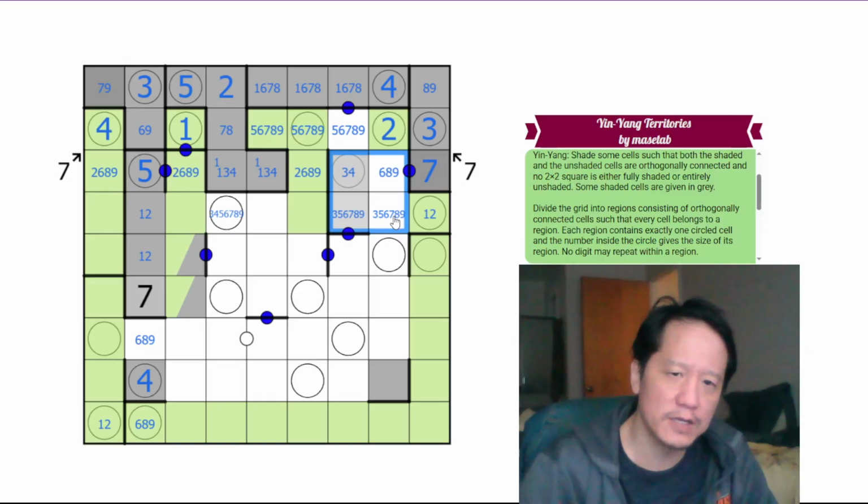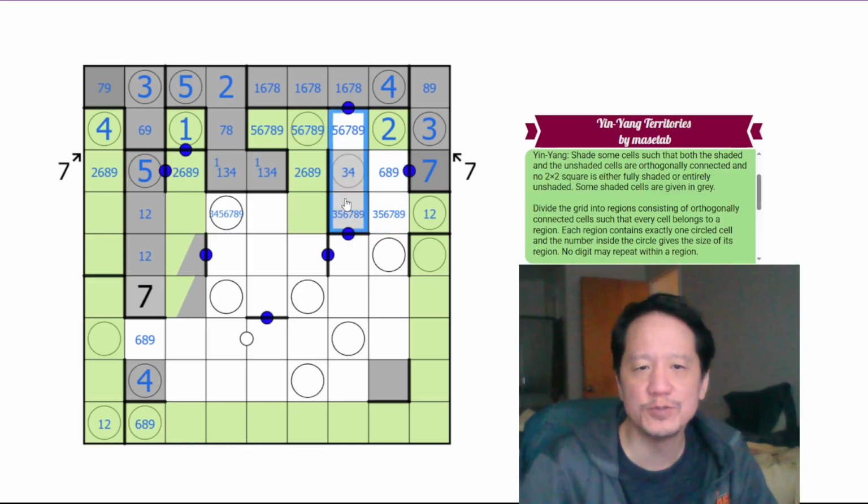So if this is 4, this has to go this way because it can't be a 2x2 block. So it must include that, which means it goes this way. This has to go 2 down that way. But then this is unshaded and it doesn't orthogonally connect to the rest of the unshaded cells. So this cannot be 4.